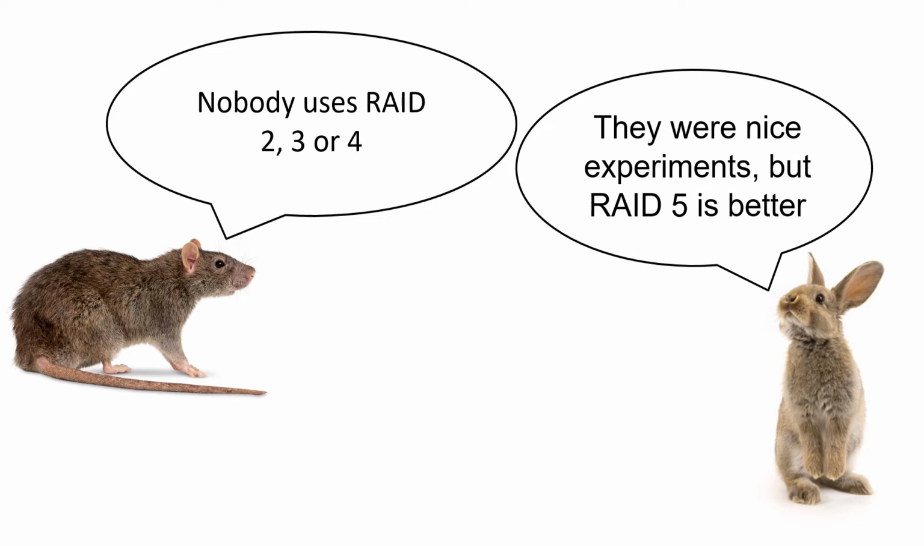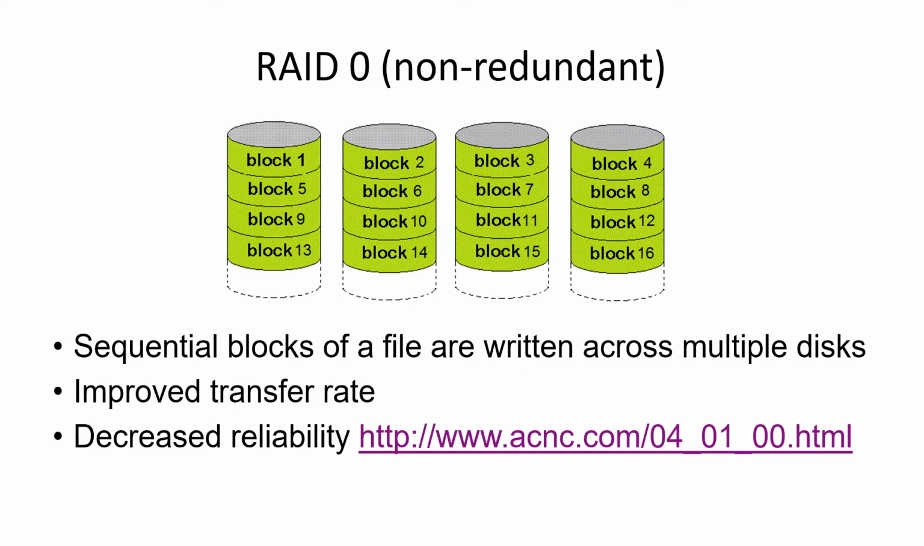Nobody uses RAID 2, 3, or 4. They were nice experiments, but it turns out that RAID 5 is better. RAID 0 is to put files across multiple disk drives for high performance.